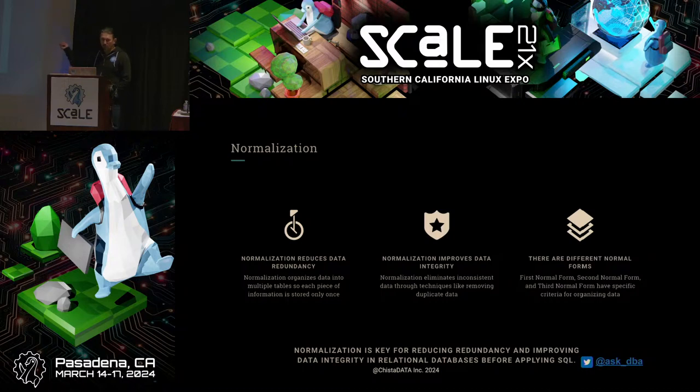So what is normalization? Normalization is basically the reduction of redundancy, avoiding redundancy in your tables. So you don't have the same attributes repeated among other tables. And so this improves the integrity. You don't have to go and update multiple tables for it. And it also helps the efficiency and productivity of the database that you're querying.